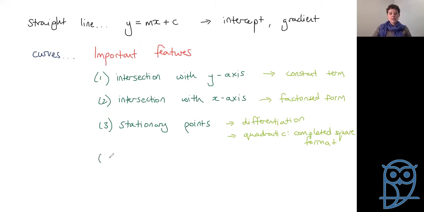The last important feature that we're going to use to sketch our curves is the general shape. Looking at the function that we're working with, is it a quadratic, a cubic, a quartic, and what is the general shape for that type of curve? When we put all of this information together, sketching becomes a whole lot more straightforward. So let us take a moment to have a look at these general shapes.